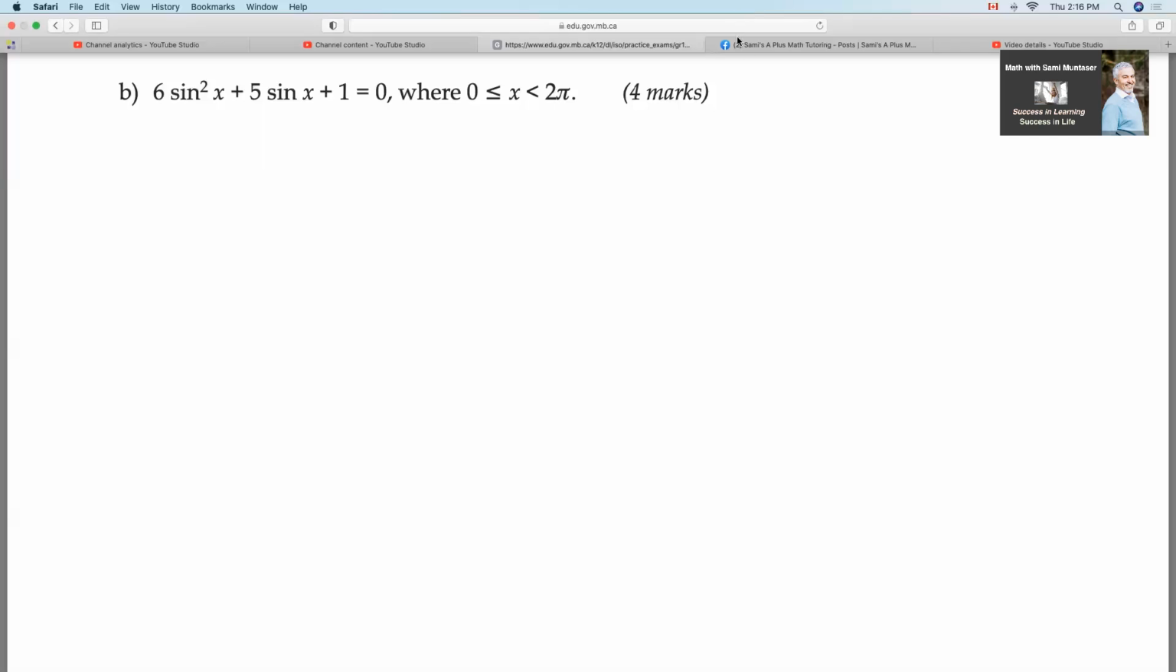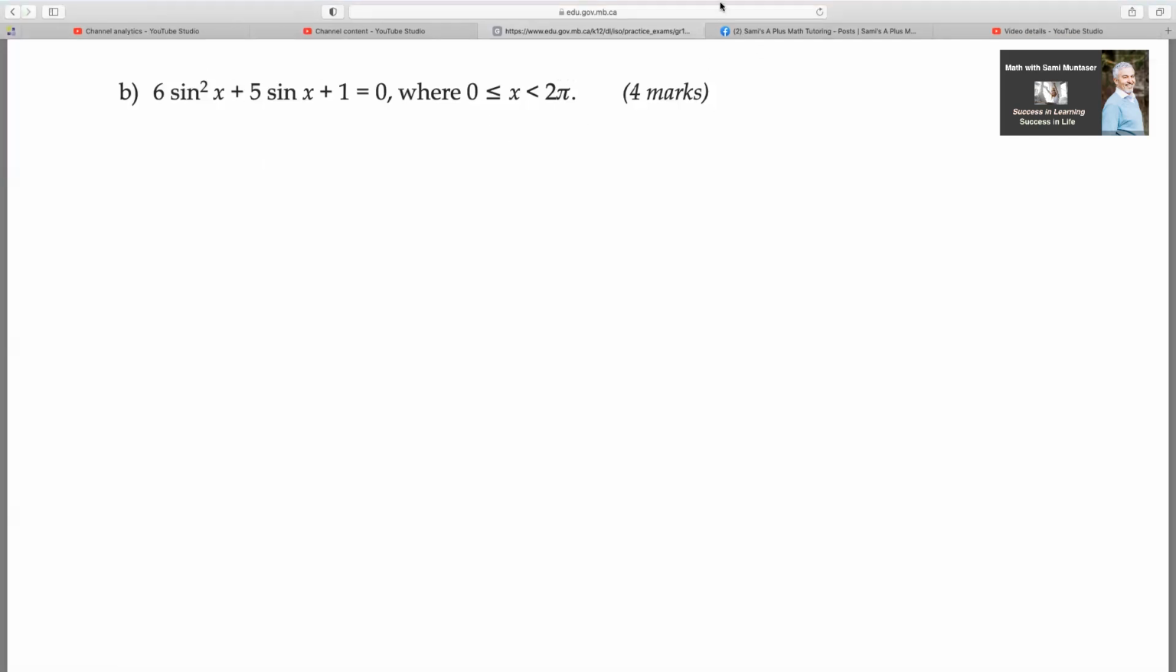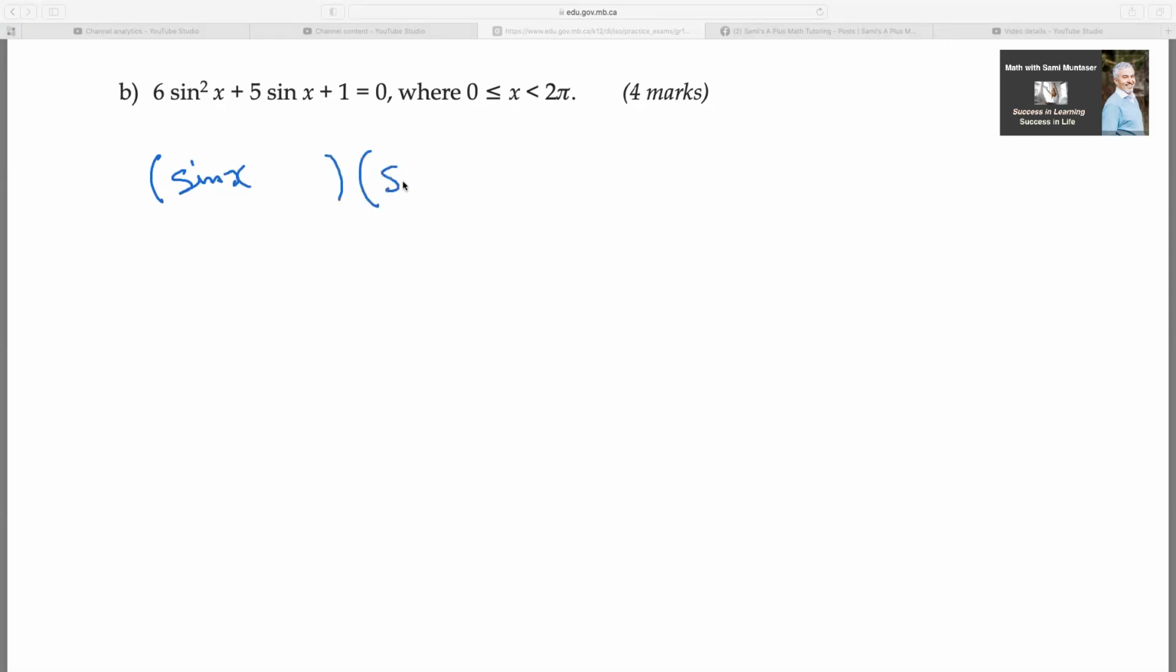Here's the other one. The thing with this one is it is written in factorable form. That's a trinomial, quadratic. So definitely, when you factor this, you write sine x in one bracket, sine x in the other bracket, equals 0. Now, what multiplies to give you 6 and adds to give you 5?